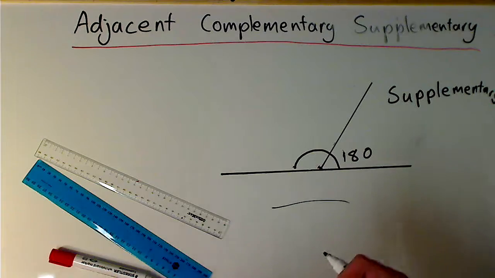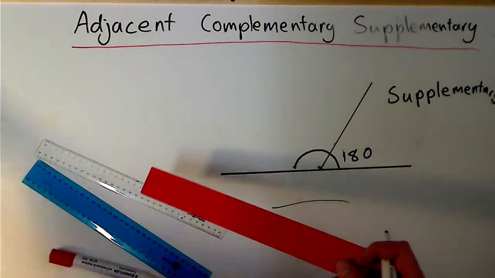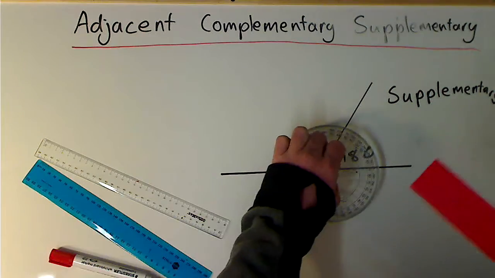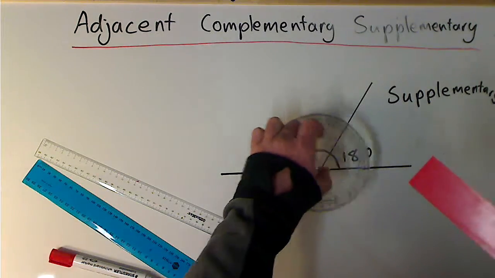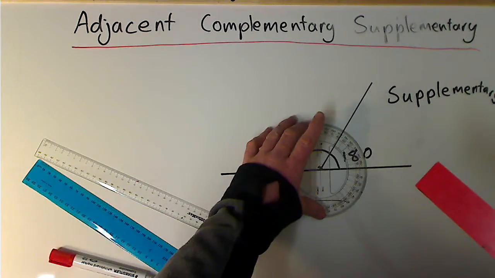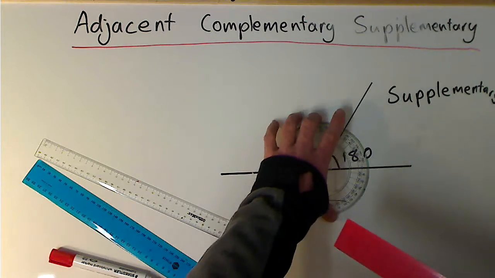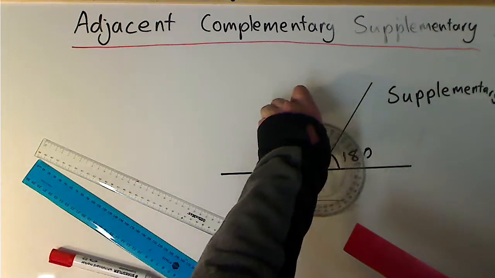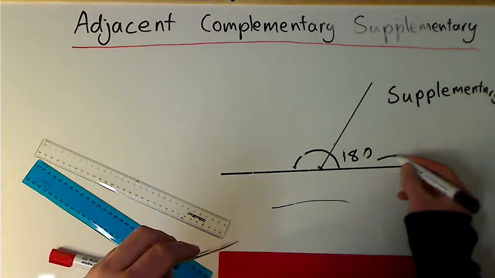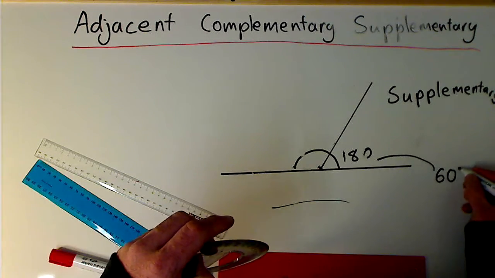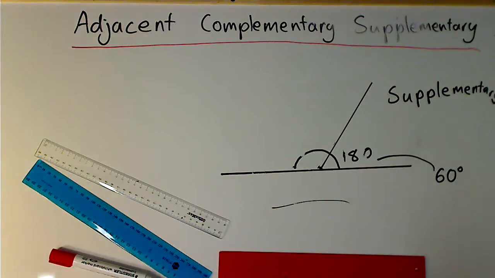So if I was given or measured this small angle, say this small angle is 60 degrees, the little part of the angle equals 60 degrees. What's the big part of the angle going to equal?